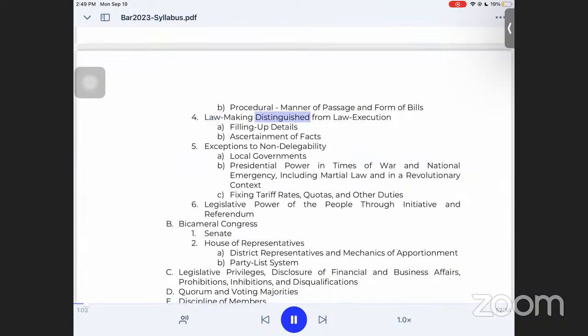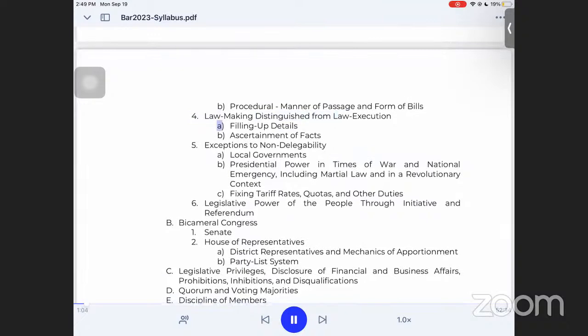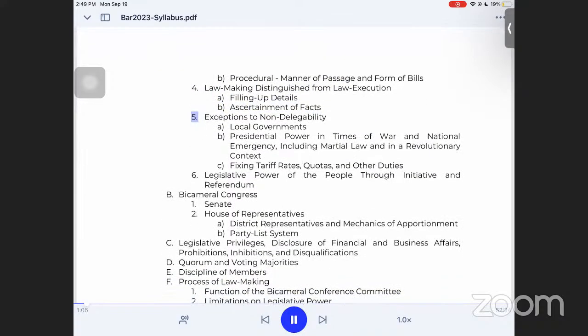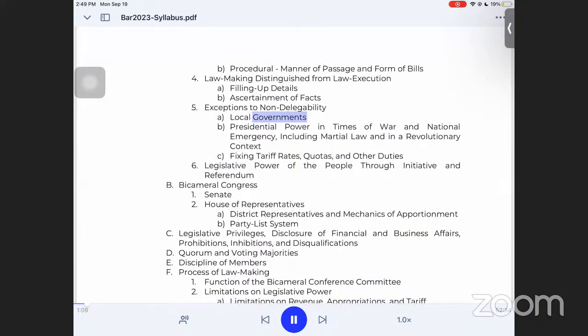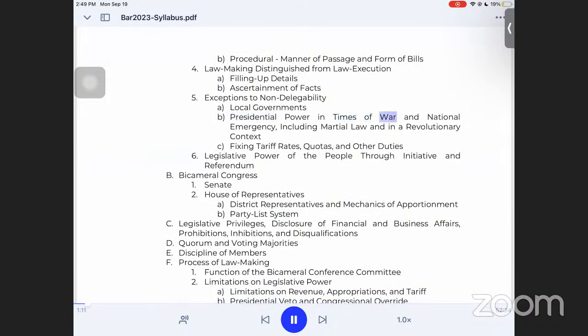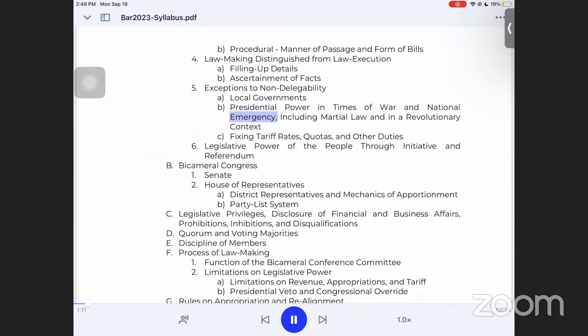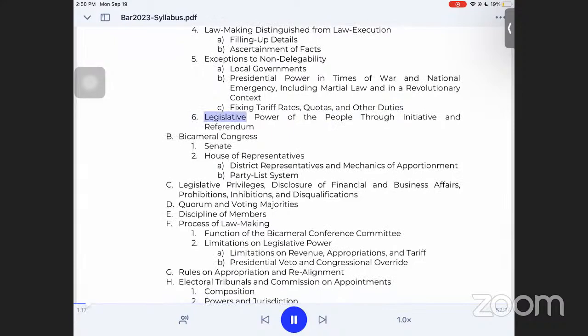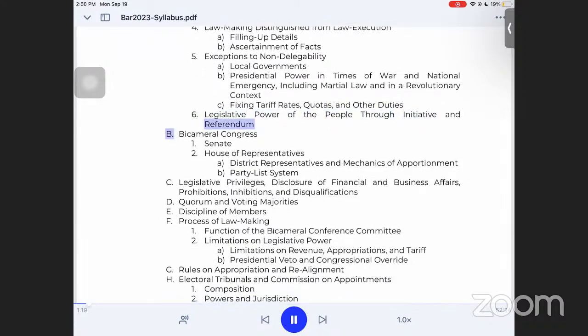4. Lawmaking distinguished from law execution. a. Filling up details. b. Ascertainment of facts. 5. Exceptions to non-delegability. a. Local governments. b. Presidential power in times of war and national emergency, including martial law and in a revolutionary context. c. Fixing tariff rates, quotas, and other duties. 6. Legislative power of the people through initiative and referendum.